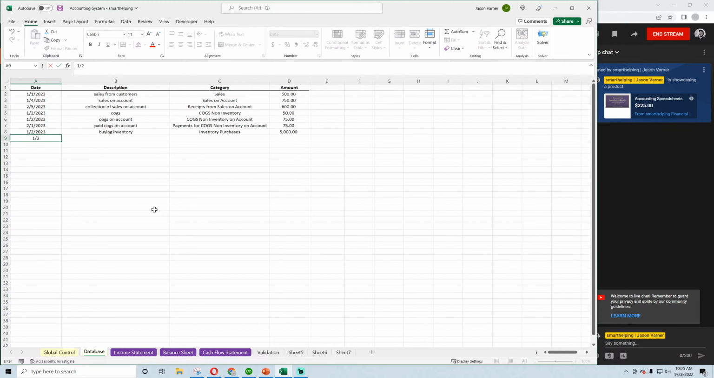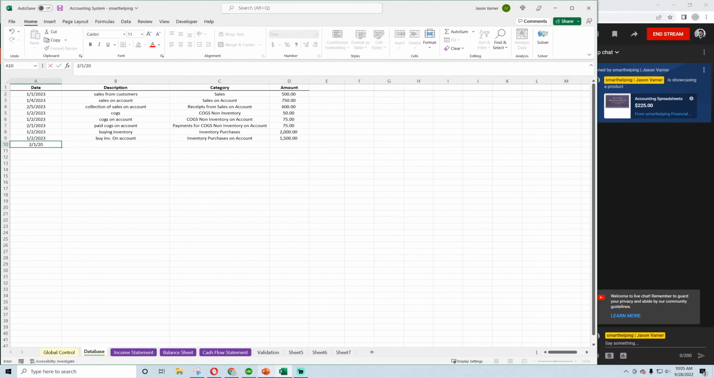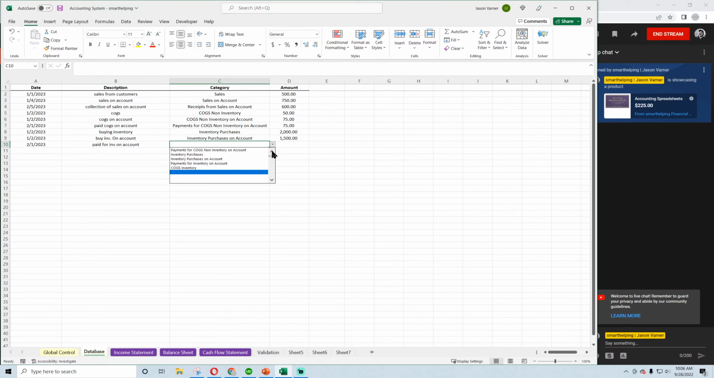And let's say in the same month, we bought some inventory on account as well. Let's lower this down to 2,000. Inventory purchase on account, let's say 1,500. And then in February, paid for inventory on account. Let's say we paid it all back, the full 1,500. And then what's our last item we have that works?